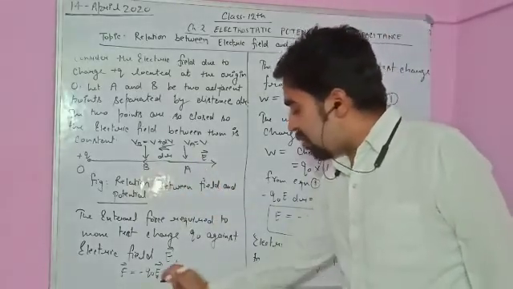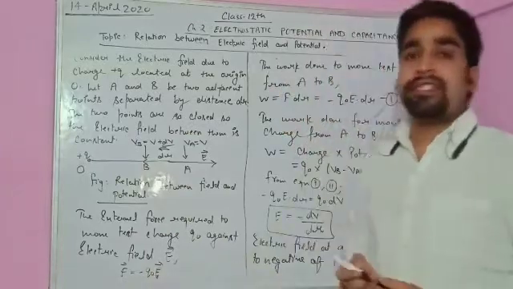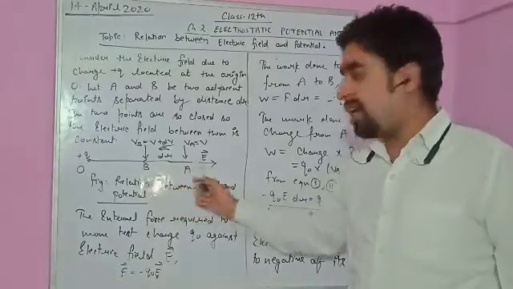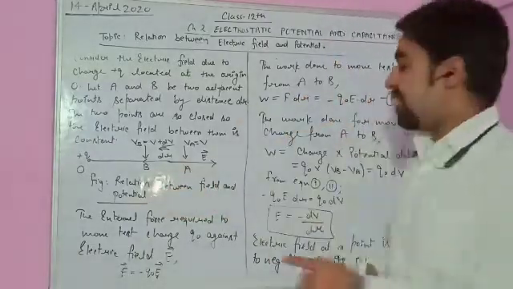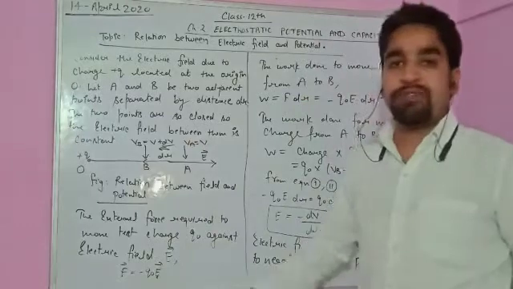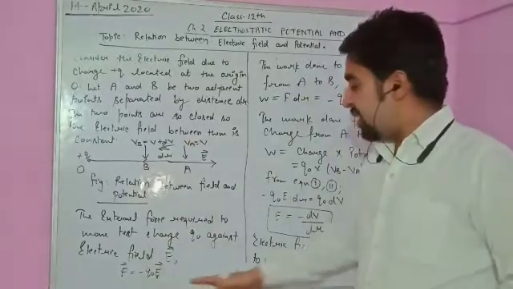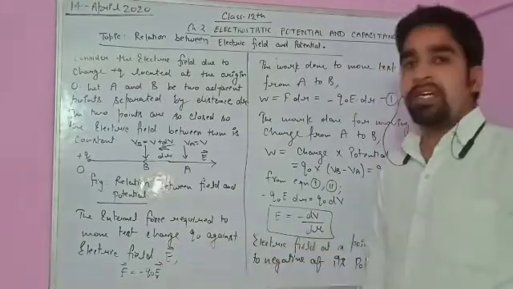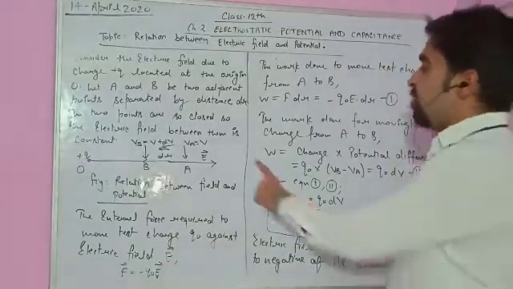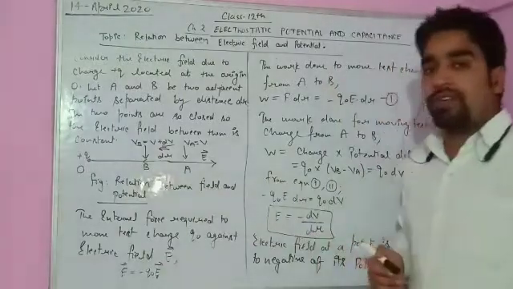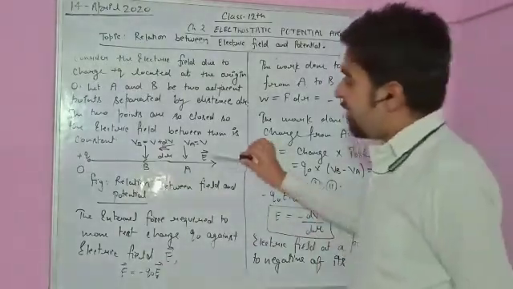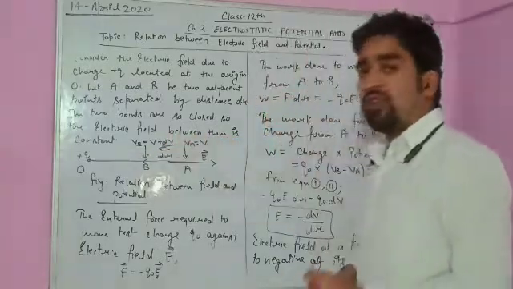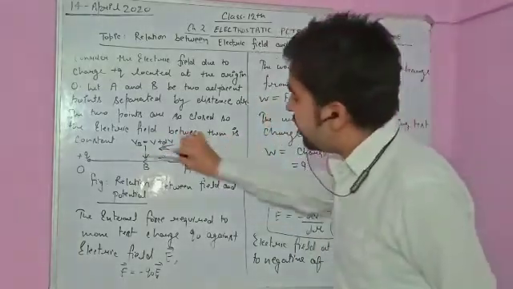Here you can notice there is a negative sign. This negative sign is because we are moving the charge from A to B, so we are going against the electric field. That is why we have considered the negative sign, because force is a vector physical quantity. So now when the test charge Q naught goes from A to B, the force applied towards this direction will be minus Q naught into E.